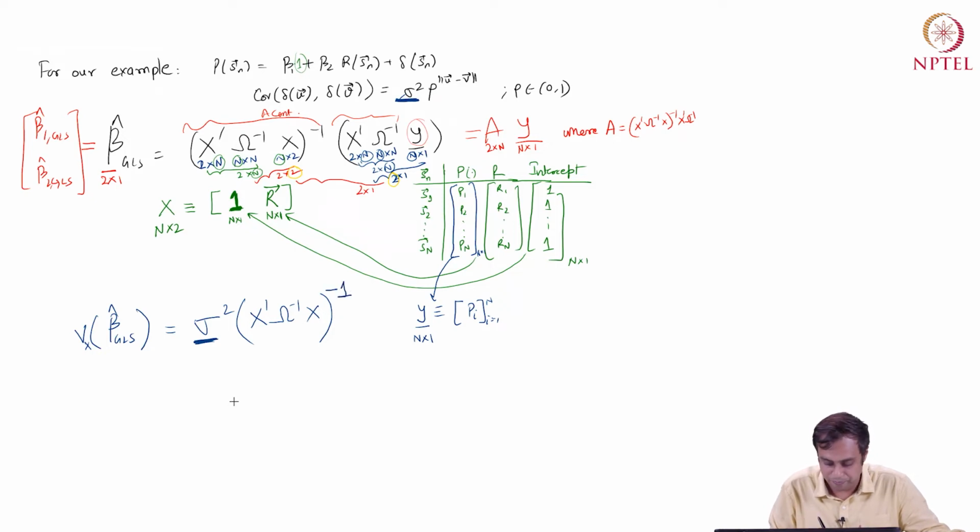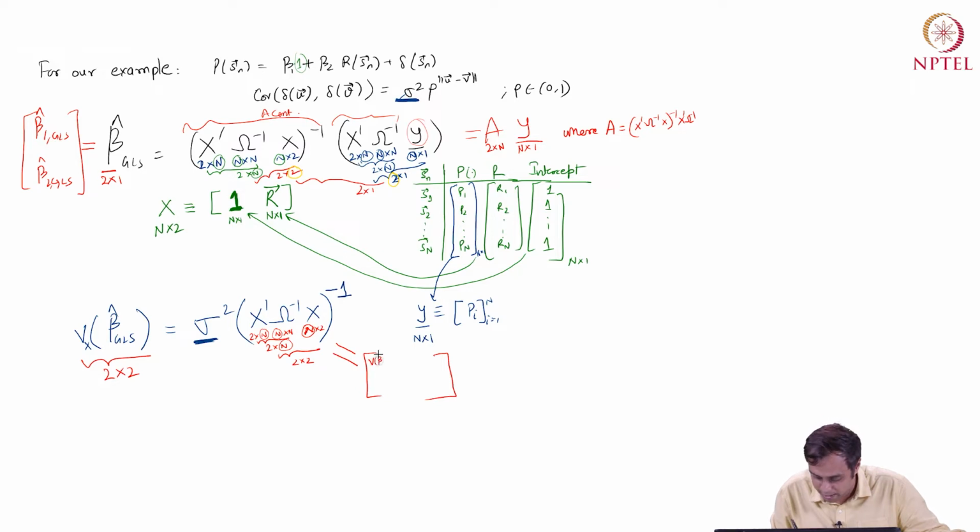Now let's evaluate the size of this matrix. I have 2 by n, n by n, and n by 2. So I have a conformable 2 by n, and then finally I have 2 by 2. So the variance matrix is 2 by 2, which should not be surprising because at the end of the day, it's the variance covariance matrix of beta hat GLS.